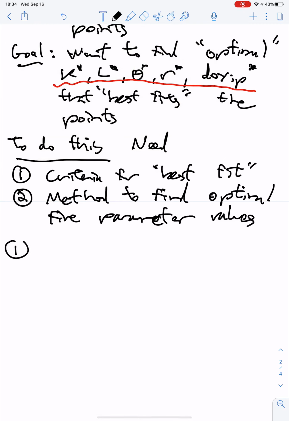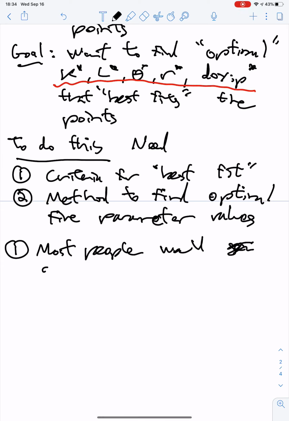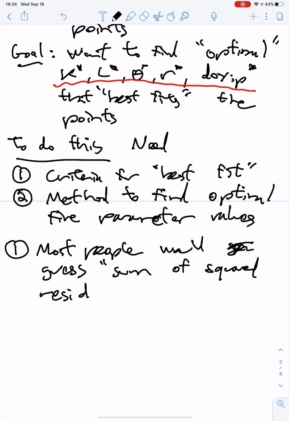So number one, most people commonly guess the following criteria, and that's a good criteria. Most people would guess, and this is something you've seen in your intro stat class, the sum of squared residuals.